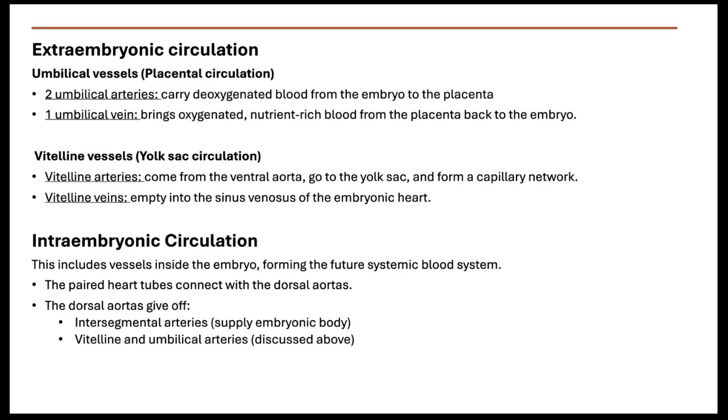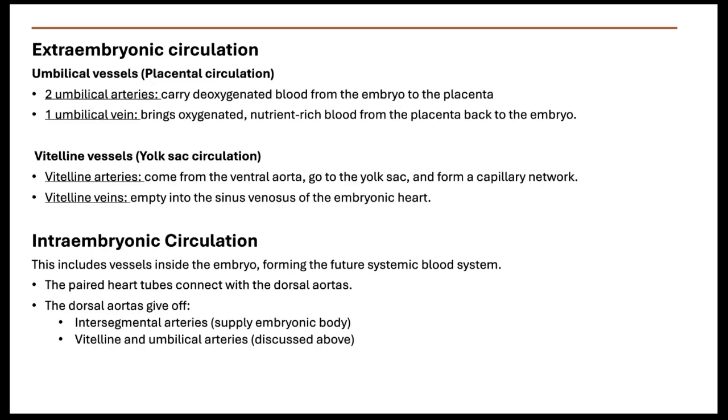Next, we have the vitelline vessels, which are related with the yolk sac circulation. So there are vitelline arteries and veins. The arteries come from the aorta, and from the aorta they go into the yolk sac, and inside the yolk sac they form a capillary network. The vitelline veins empty into the sinus venosus of the embryonic heart.